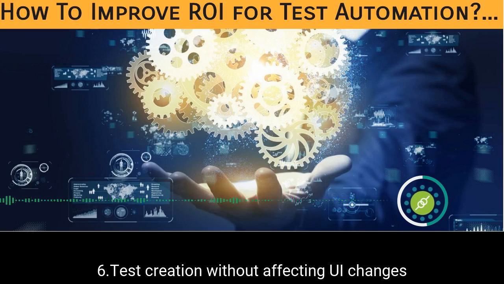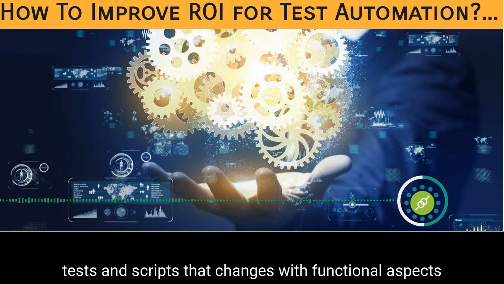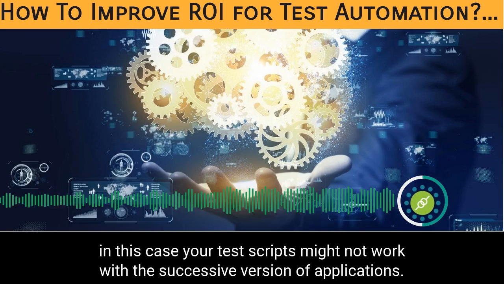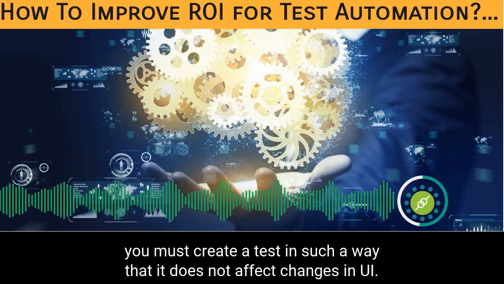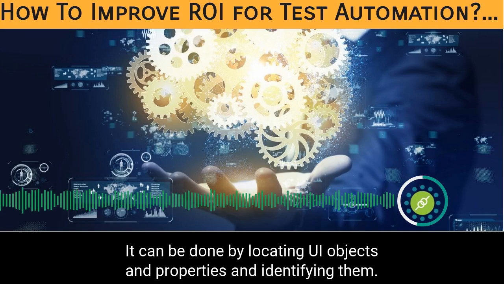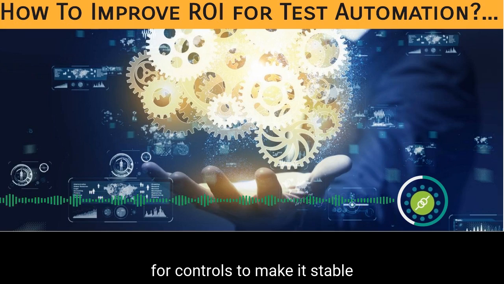6. Test creation without affecting UI changes. People usually create keyword-based tests and scripts that change with functional aspects and UI. In this case, your test scripts might not work with the successive version of applications. Therefore, you must create a test in such a way that it is not affected by changes in UI. It can be done by locating UI objects and properties and identifying them. You can also provide unique names for controls to make it stable.